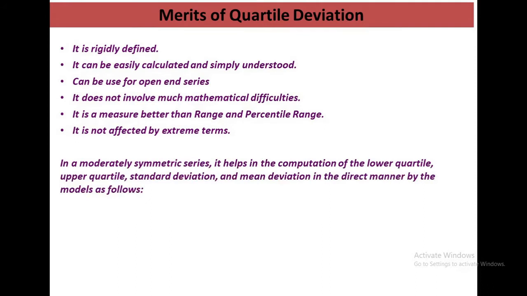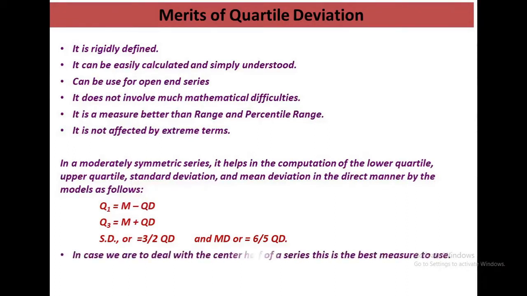Interestingly, in a moderately symmetric series, it helps in the computation of lower quartile, upper quartile, standard deviation and mean deviation in a direct manner by the formulas as follows. Quartile 1 is equivalent to median minus quartile deviation, whereas quartile 3 is equivalent to median plus quartile deviation. Standard deviation can be calculated as quartile deviation into 3 by 2, whereas mean deviation can be calculated as quartile deviation into 6 by 5. In case we are to deal with the center half of the series, this is the best measure to use.